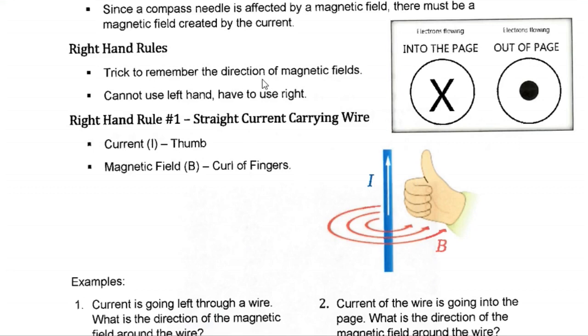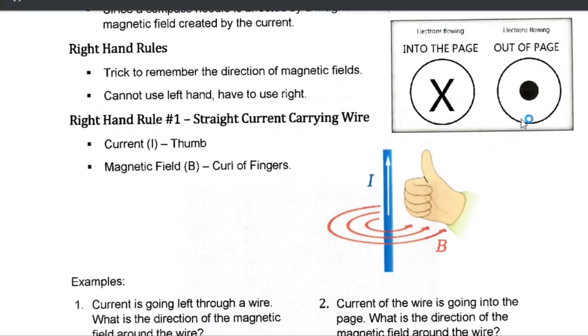So here's a trick to remember when finding the direction of a magnetic field. There are two different components here: the current, and the magnetic field. We last learned about the electric field being capital E. Capital B is the magnetic field. And so within this first rule, we're going to represent our current with our thumb and the magnetic field with the curl of our fingers.